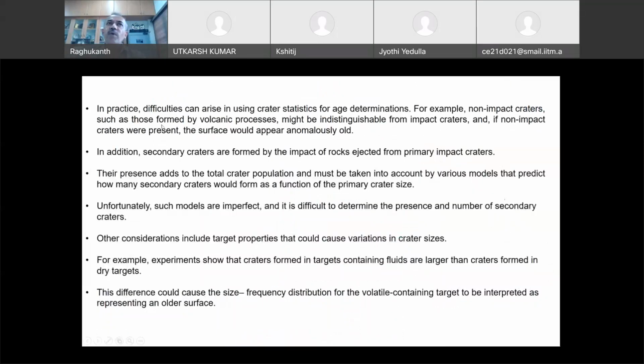So in practice, when you do this with craters, that is perfectly fine. But now what happens is we are going only by impact craters, while at the same time you can have volcanic processes also.